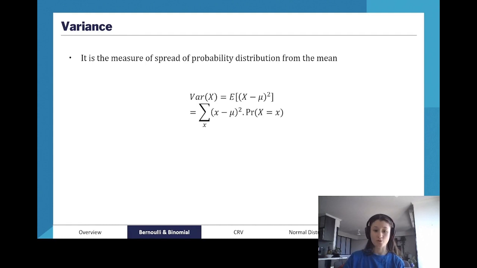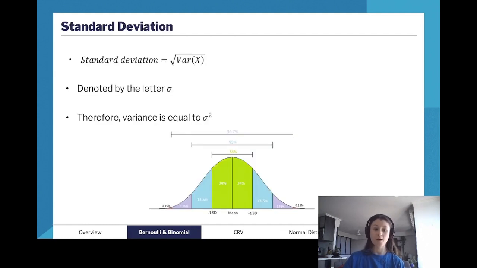Now let's get on to the last measure that we're looking at, and this is standard deviation. Hopefully you've heard of standard deviation before. Remember, standard deviation is again a measure of spread. It tells us about how spread out the data is. And we can calculate the standard deviation by finding the square root of the variance.